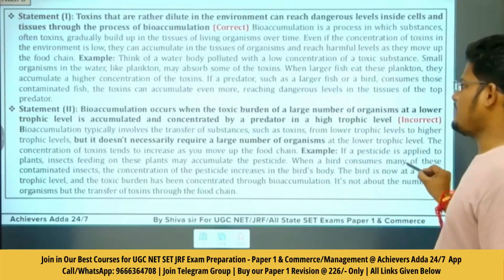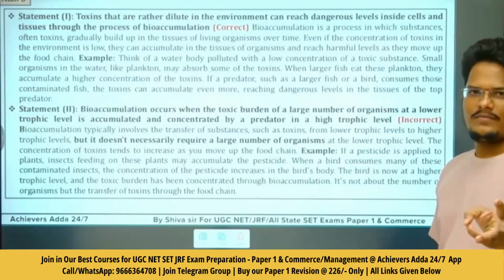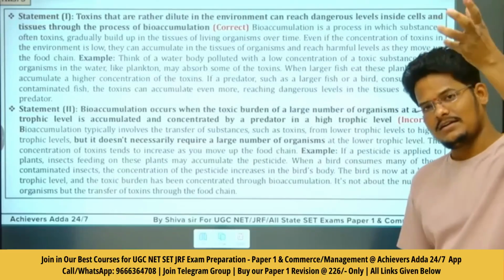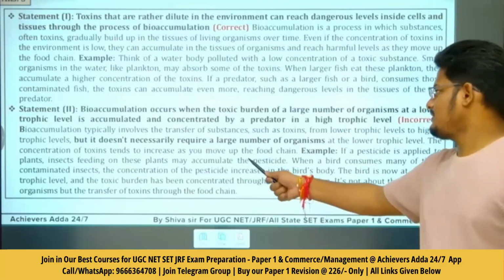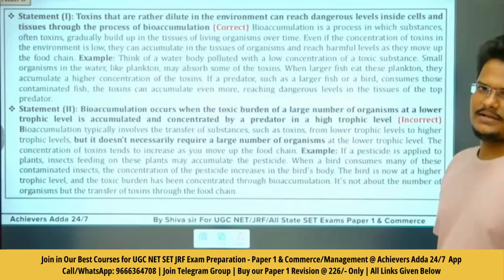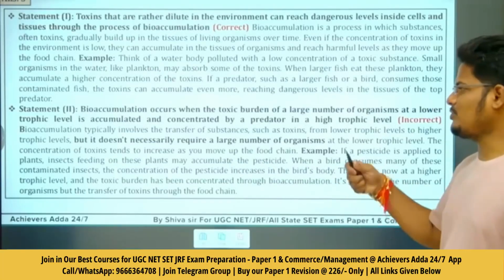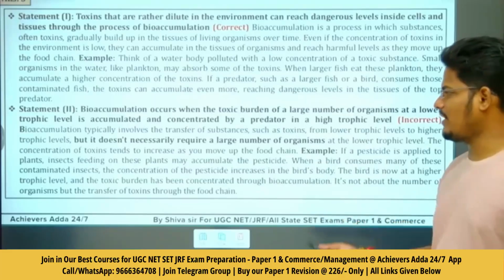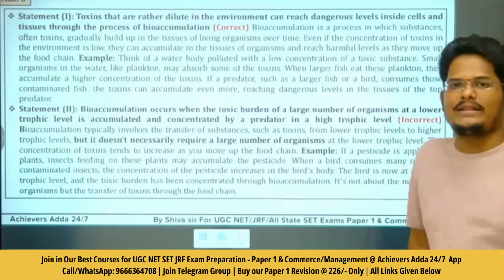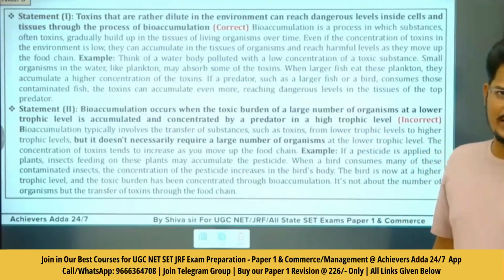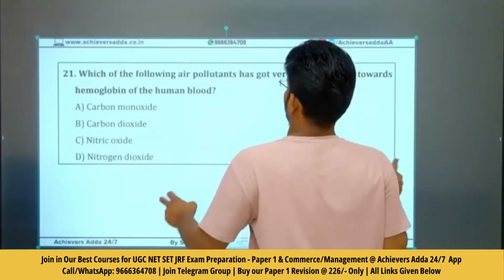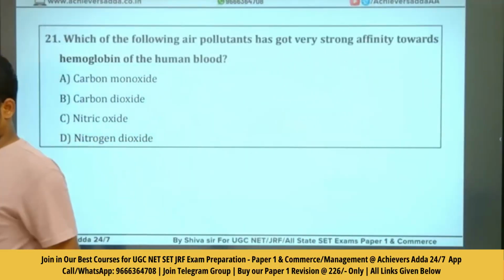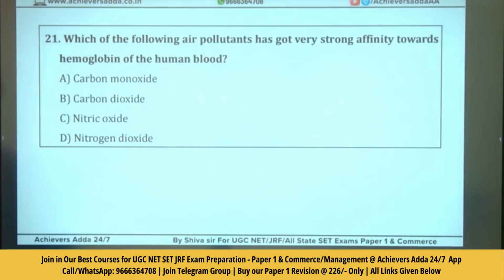So when a bird consumes many of these contaminated insects, which have consumed the pesticides, it increases the pesticide level in the bird's body. The bird is now at a higher trophic level and the toxic burden is also concentrated through bioaccumulation. It is not about the number of organisms, but in the process of the food chain, how much you are consuming. The more the bird consumes, the higher the pesticides, which will create an adverse impact on health. It doesn't always require a large amount; even a low amount will be enough.